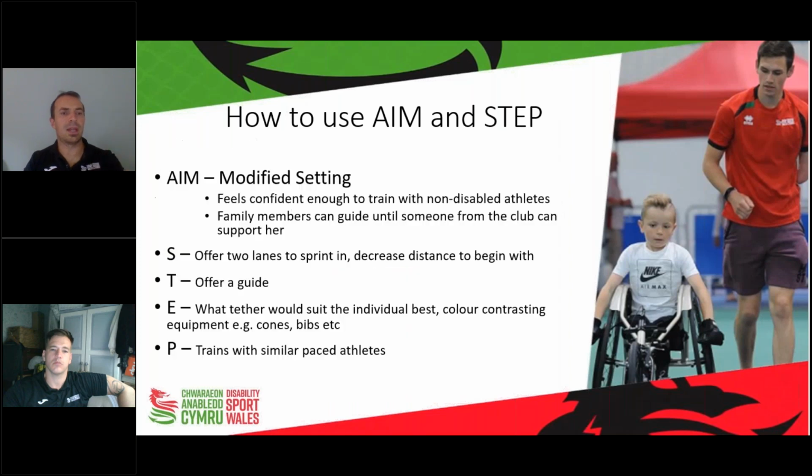Okay, so go to the aim, modified setting. She feels confident enough to train with non-disabled athletes. So we've gone, brilliant, you can get into one of our 200 squads, 400 squads and practice. Family members can guide until someone from the club can support her. Because you can't expect an athletics club just to say, right, we've got a bank of what are called guide runners who can take part with you. We're ready waiting for you.